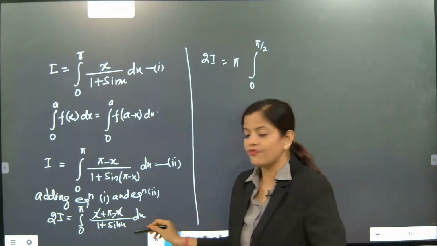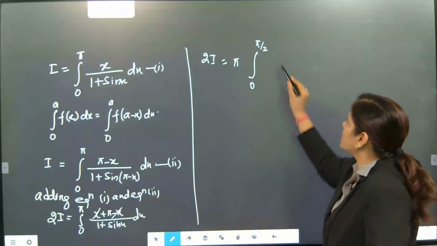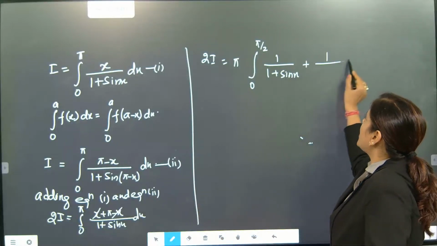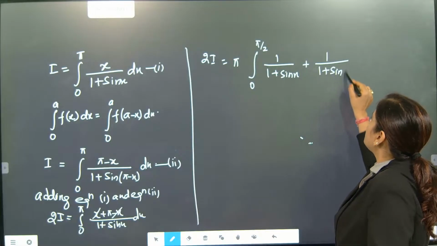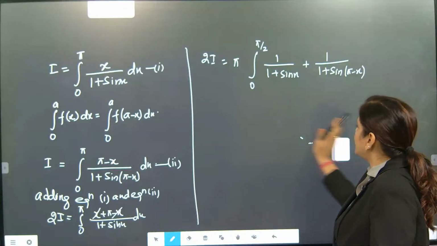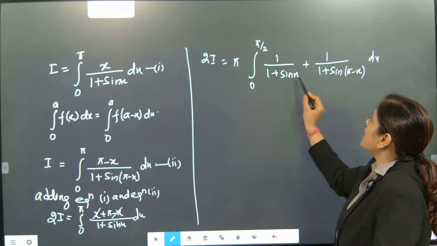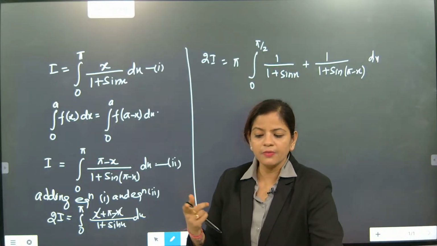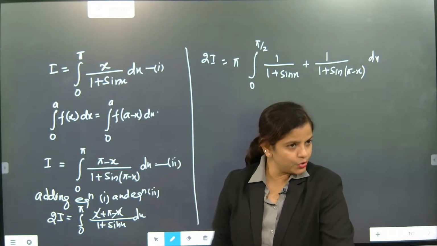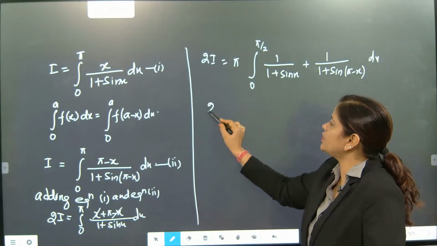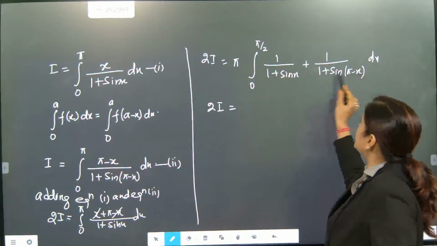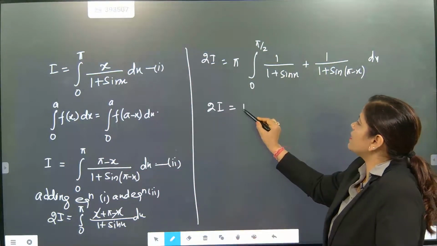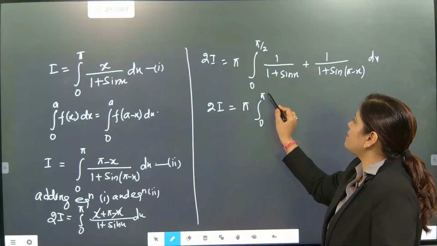This part will become f of x. So directly in this section we will write 1 by 1 plus sin x plus 1 by 1 plus sin of pi minus x. But one thing happened, and that is that here and here you see that the upper limit got converted into pi by 2. Understood? That was the trick which we wanted. So now sin of pi minus x will become sin x only. So here it will become 0 to pi by 2.